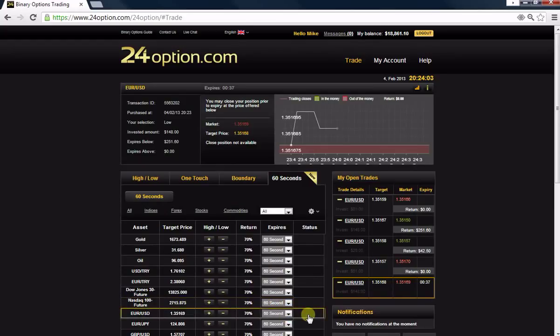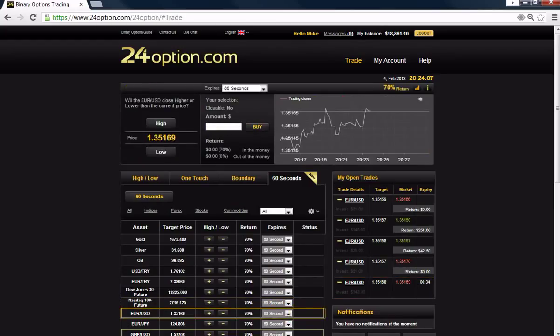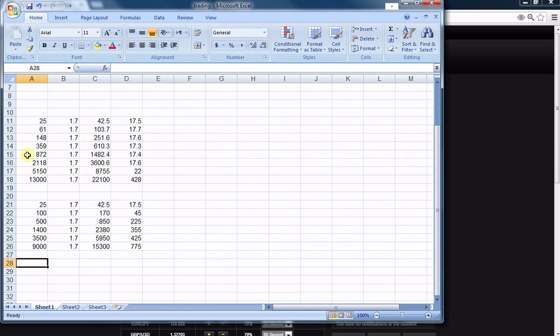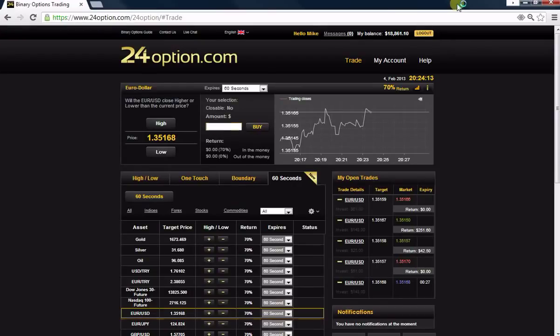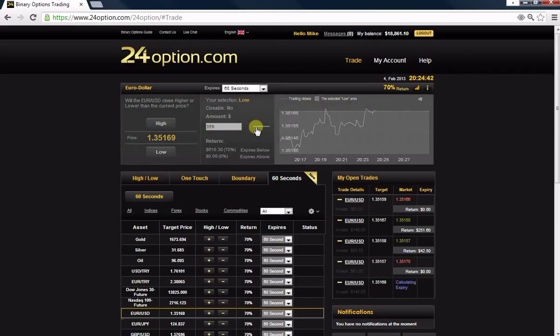Okay, we're going to go to Euro US dollar again. So our last investment was 148, we had 61. So our next investment is going to be 359. 359 will still make us profit, but it's not going to be $17 profit if we win that one. It's going to be more than that because we started at 61. So it's really going to be around $40 profit. Okay, looks like this one's also kind of hovering around our entry point. Okay, we're going to purchase the put.